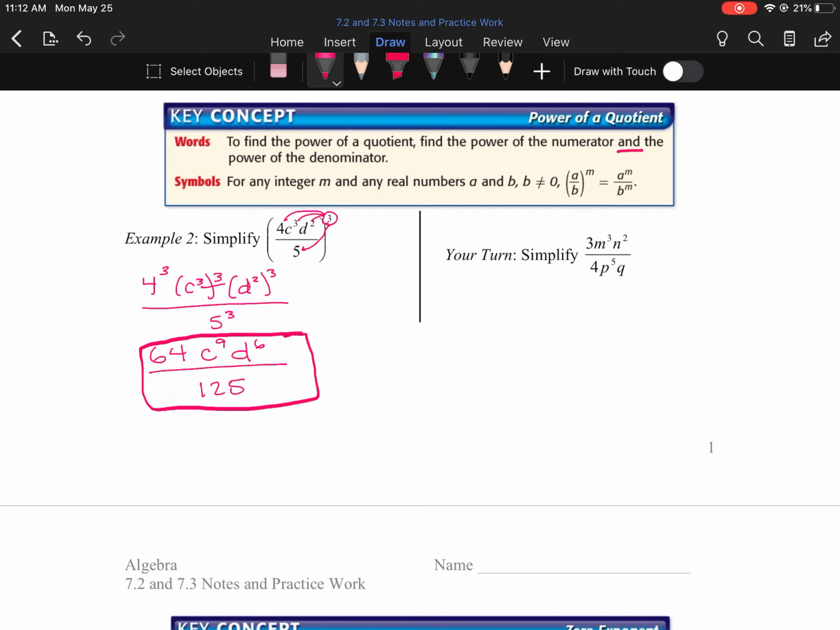Take a moment. Try the your turn. Oh, I do know, there is something we need to add to this your turn. We are just going to add a squared there. Otherwise, the problem would be done. Take a moment, now try that your turn and then come back and check your work.